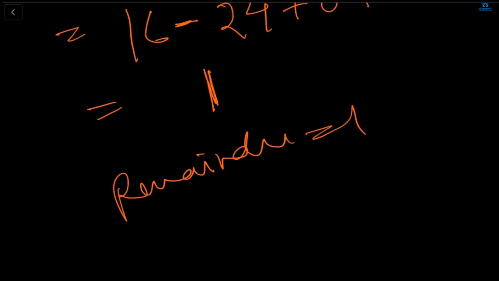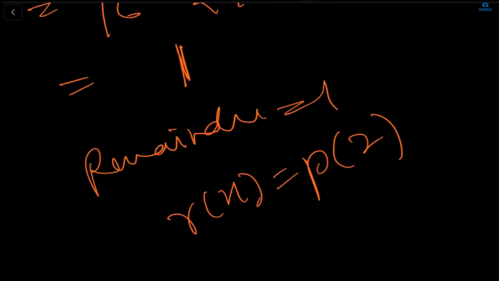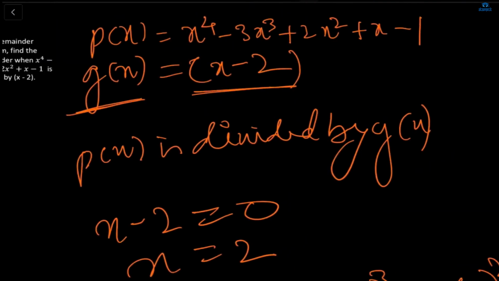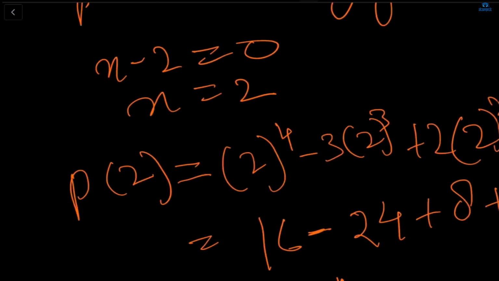So R(x) is equal to P(2), which is equal to 1. Is R(x) smaller or bigger than g(x)? R(x) is a constant, its degree is smaller, and g(x) is x minus 2. So your division is already complete. We have used the remainder theorem here.